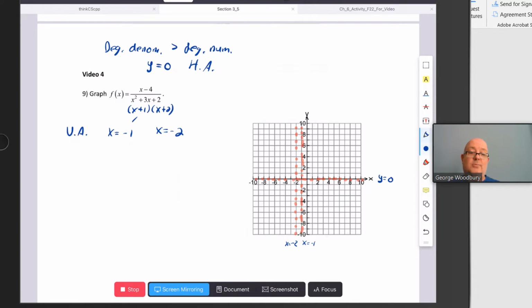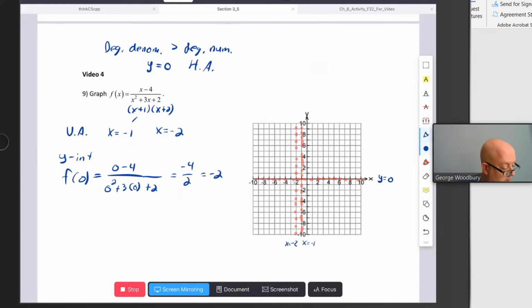We need to start getting some points onto this graph. And so one thing that we can take a look at is the Y-intercept. And so the Y-intercept here is when x equals 0. Right, we want to find f of 0. And so I'm going to go back to the original function, 0 minus 4 over 0 squared plus 3 times 0 plus 2. All the 0 terms basically disappear and we're left with negative 4 over 2 or negative 2. So the y-intercept is going to be here at negative 2.